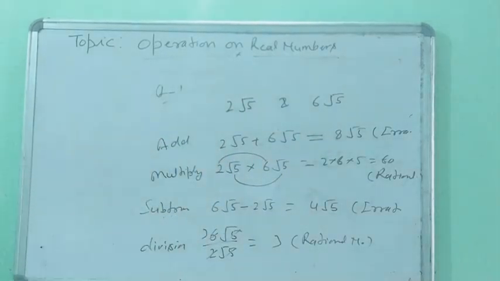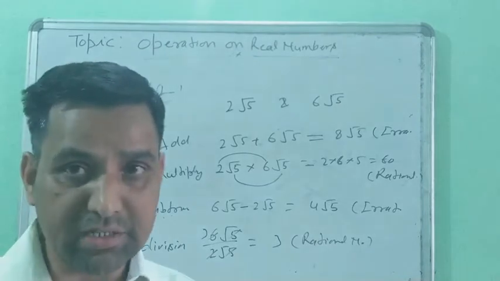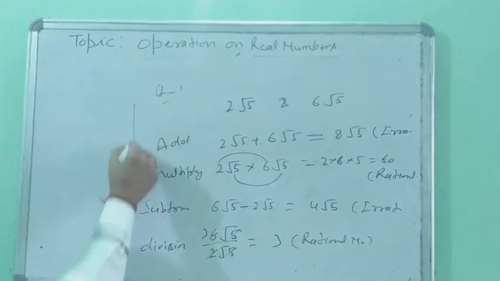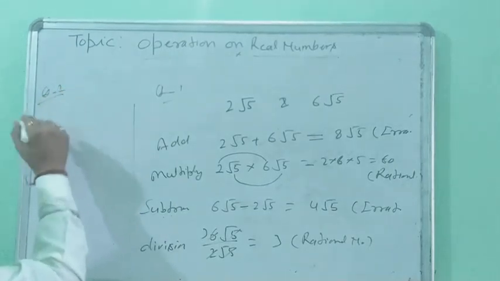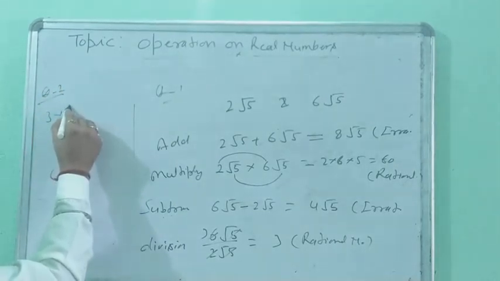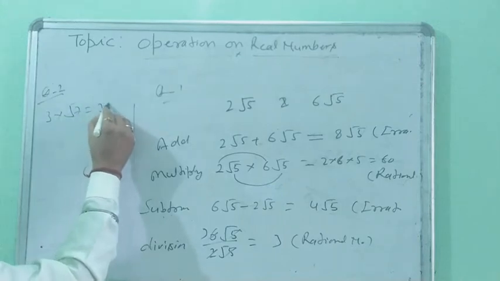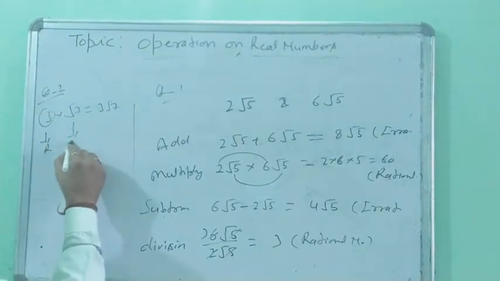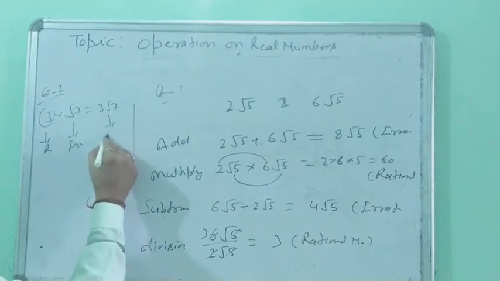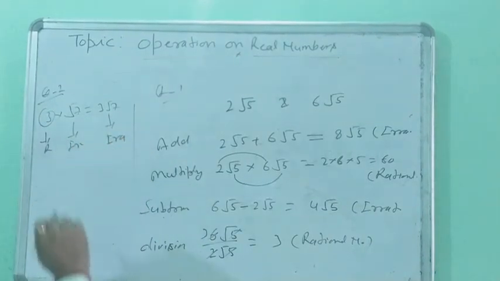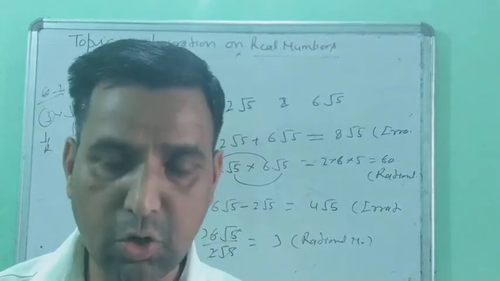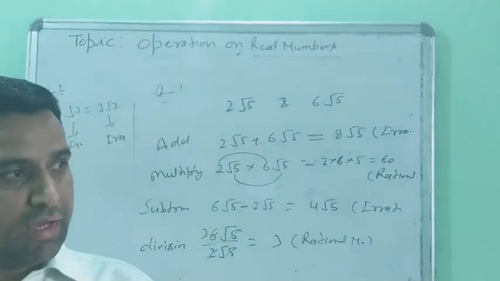But sometimes when you multiply a rational and an irrational number, the result is always irrational. Suppose question number 2: you multiply 3 by root 7, the result is 3 root 7. Is this rational or irrational? The result is always an irrational number. When you multiply a rational by an irrational, the result is always irrational.